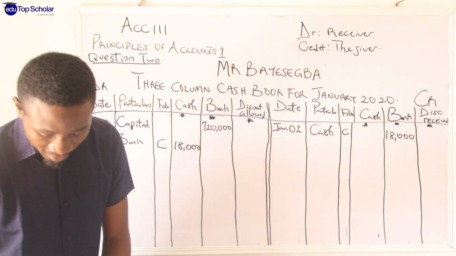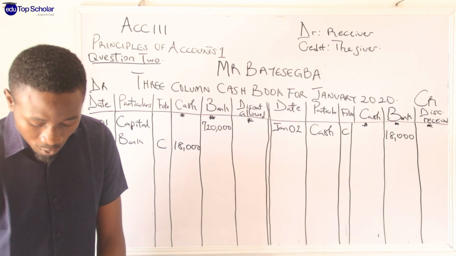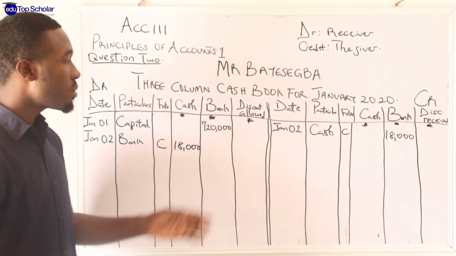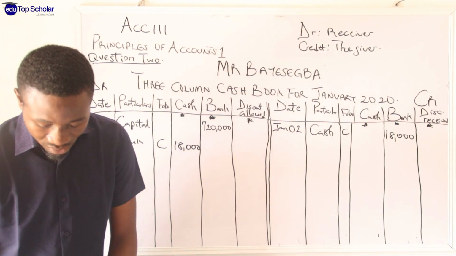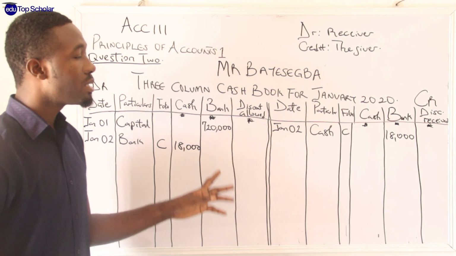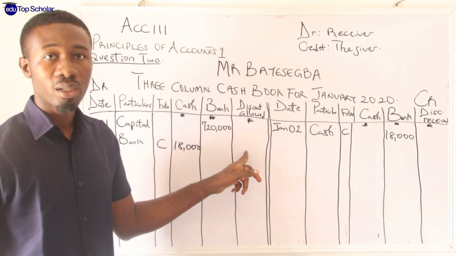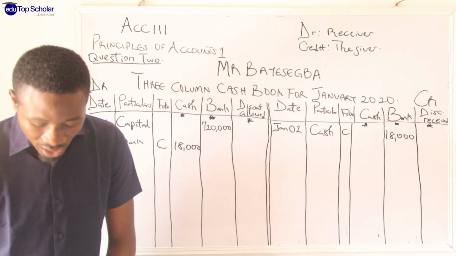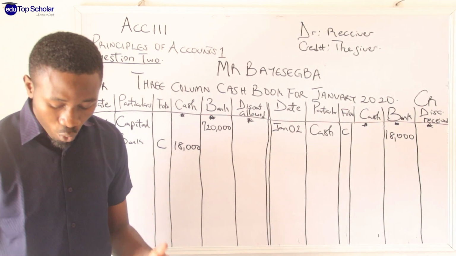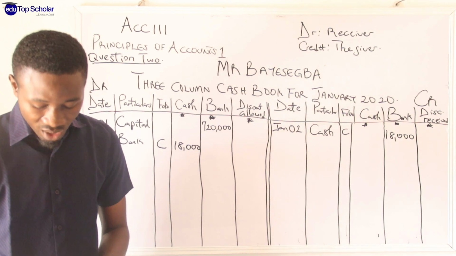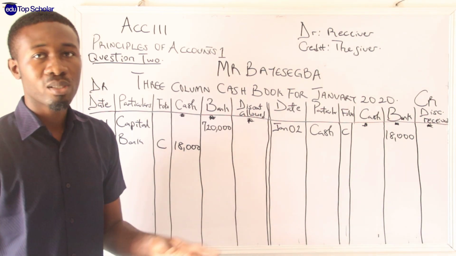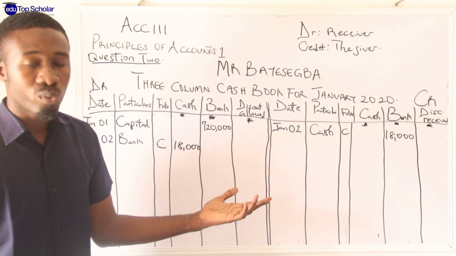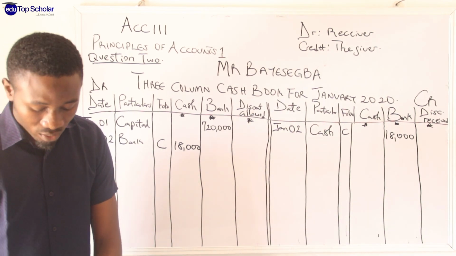cash. Then the next one says January 4, he bought goods on credit from Bashiru. This will also not come into this account because it is a credit transaction. Anytime you see credit transactions, they don't appear in the cash book because there was no exchange of cash. January 6, it says sold goods to Okechukwu on credit also. This will not also be recorded here because it is a credit transaction. It will be recorded in the sales day book or the sales journal because he sold goods on credit.